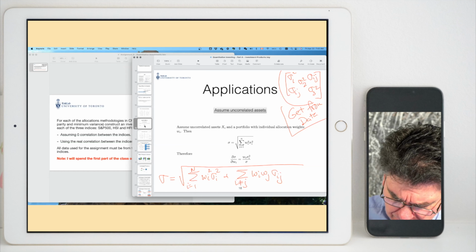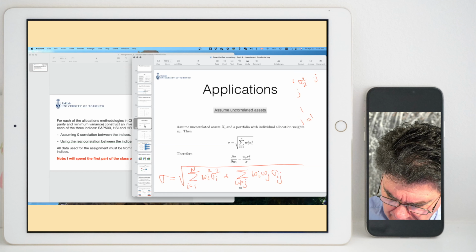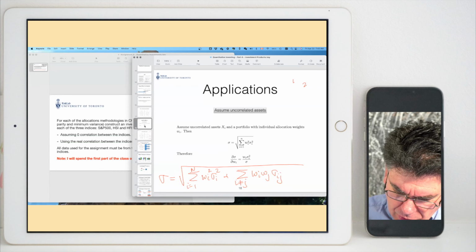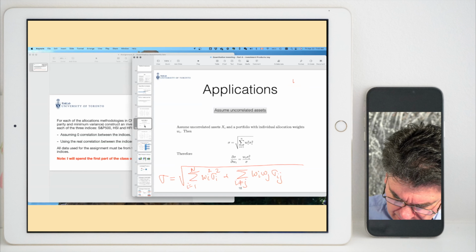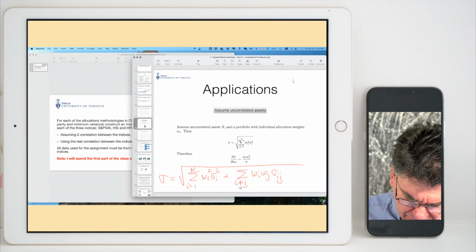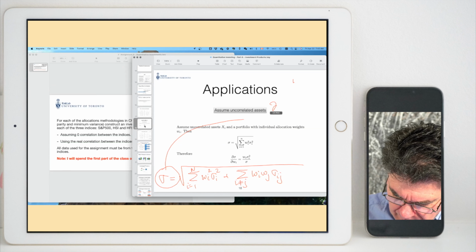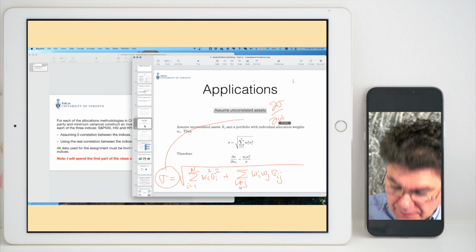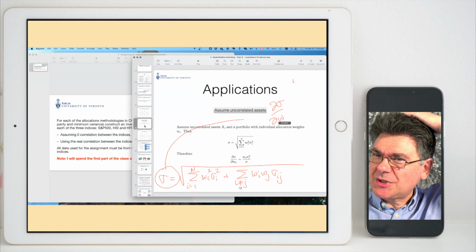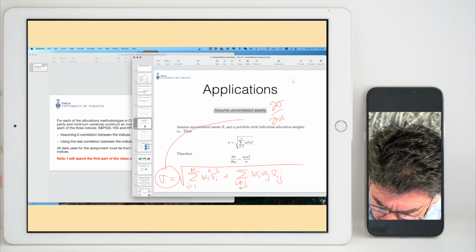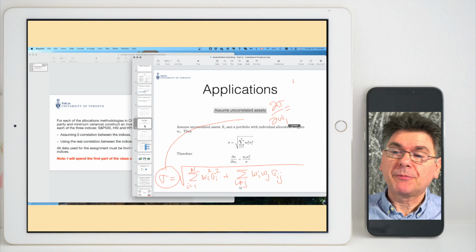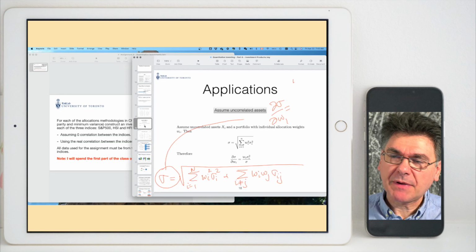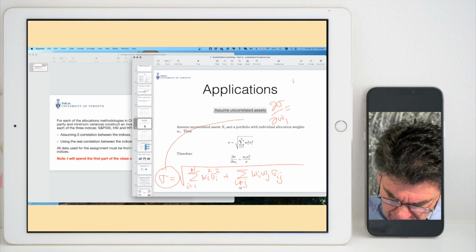Now, from this expression, so I'm going to delete that. We already know that. So from this expression, what you have to do now is calculate this. You have to do this yourselves. How do you do that? Well, for example, with respect to 1, let's do the S&P. The S&P 500 is number 1. How do you do that?